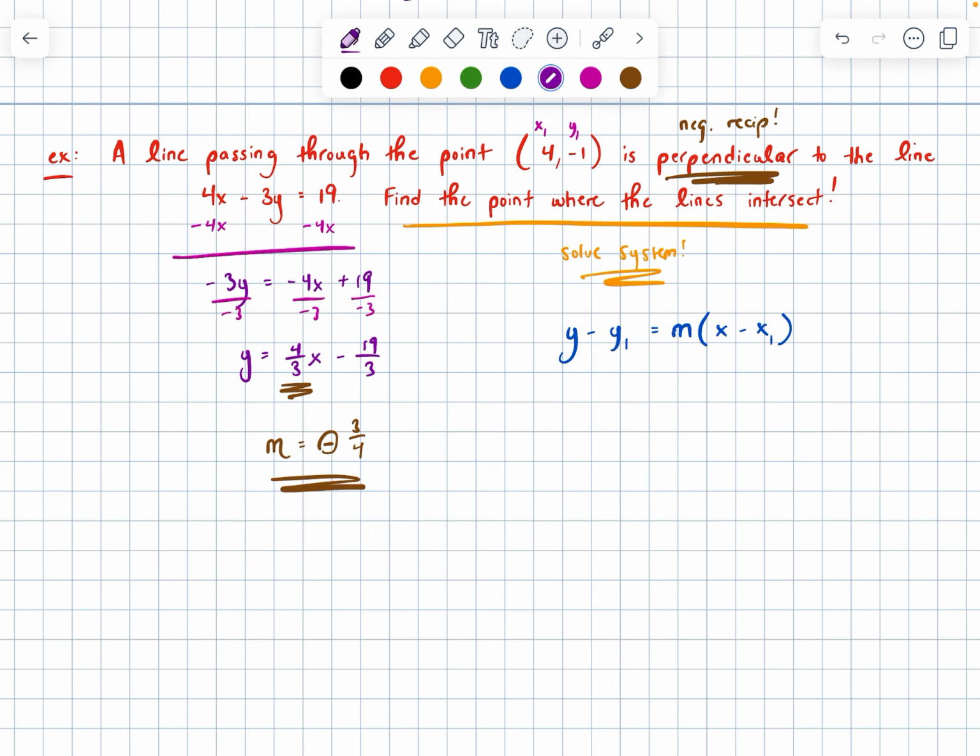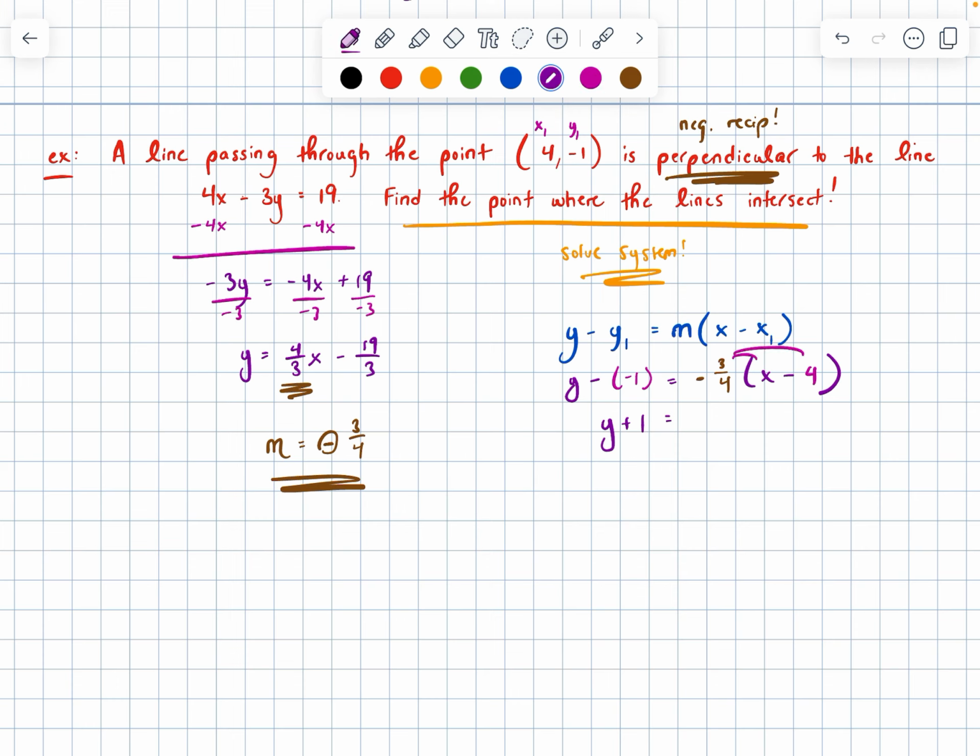Let's do some point-slope form. By substitution, I can say that y minus negative 1, for my y1, is equal to m, which we've identified as negative 3 over 4, times (x minus x1), which we've identified from our point above as 4. Cool. Simplifying on the left side, y minus negative 1 can be more simply written as y plus 1.